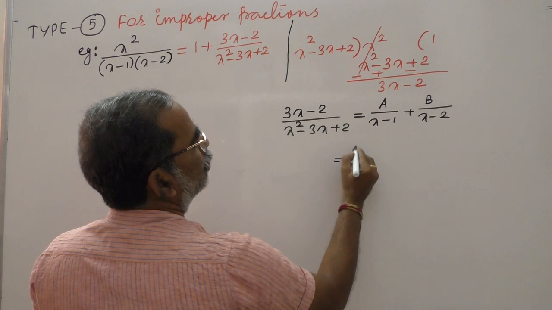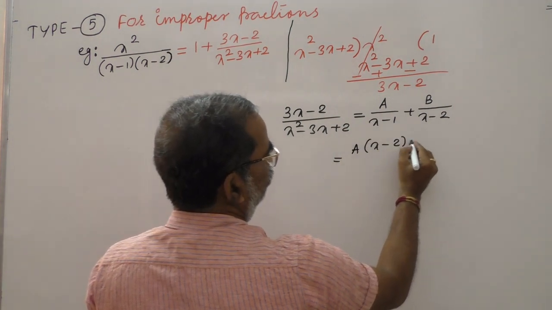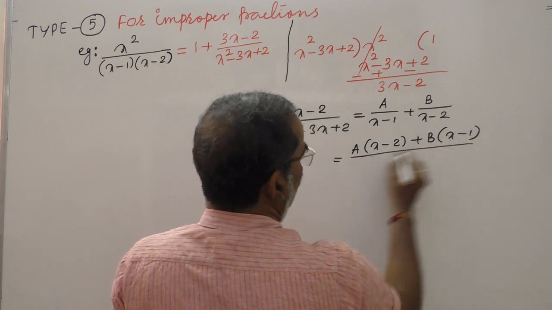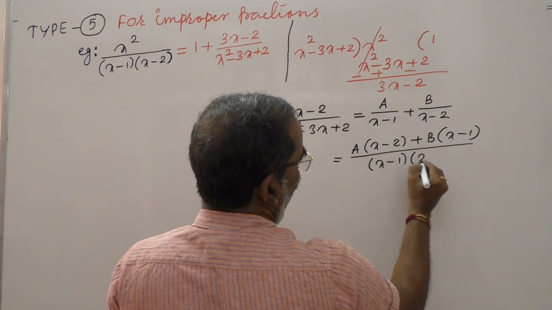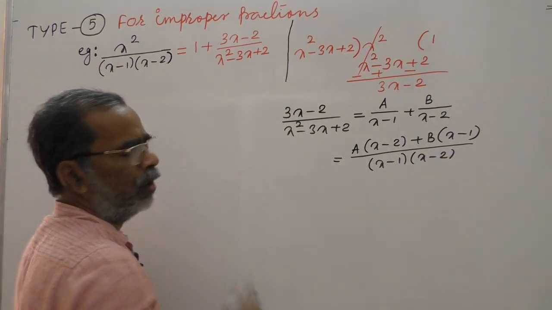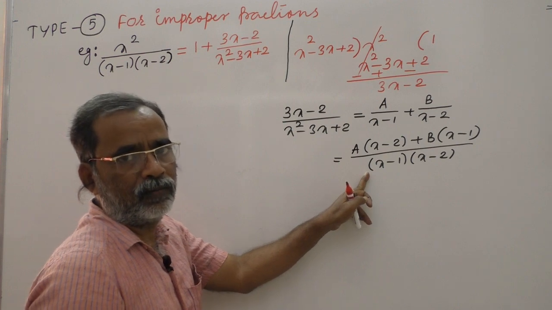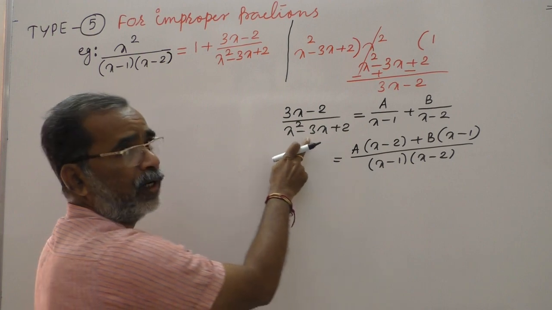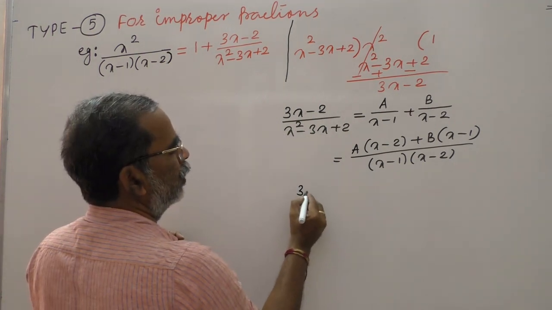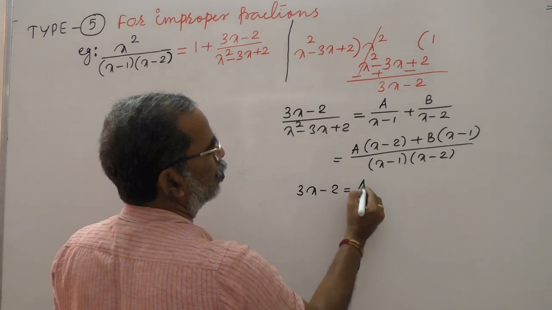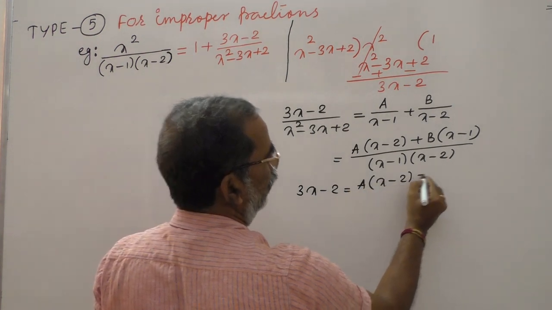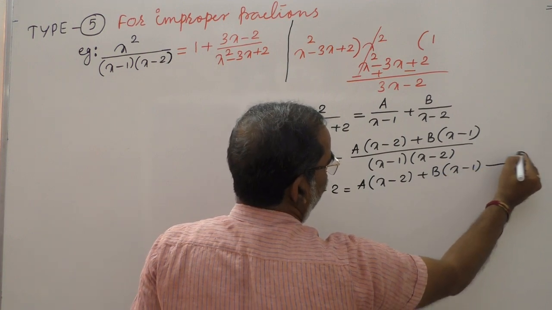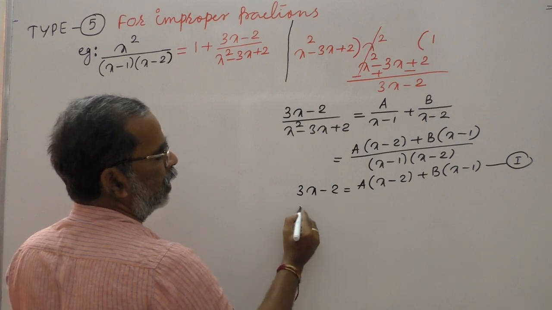So take LCM, a into x minus 2, b into x minus 1, divided by x minus 1 into x minus 2. These two are equal, their denominators are equal. Are denominators equal? Yes. If you multiply these two, you will get this only. So numerators must be equal. Therefore 3x minus 2 is equal to a into x minus 2 plus b into x minus 1, equation 1. Now find a and b values satisfying this.